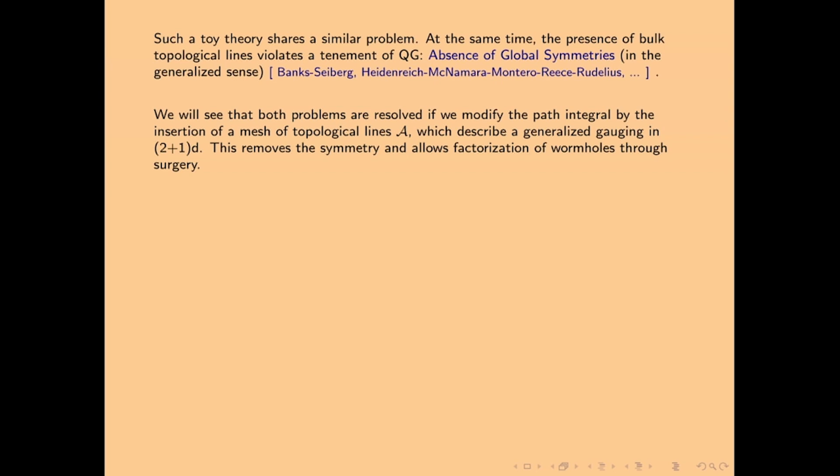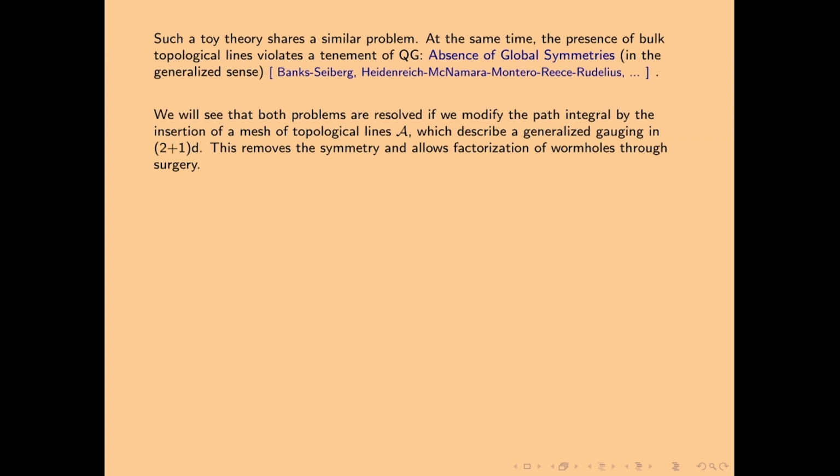Okay, and we will make an observation and explain that both problems can be solved in this toy model if we modify the prescription for the path integral of the bulk by some generalized gauging, which is a mesh of topological lines. And there is a dual description of this generalized gauging. Well, this will remove the symmetry because we gauge it, and we will see that it also will factorize wormholes.